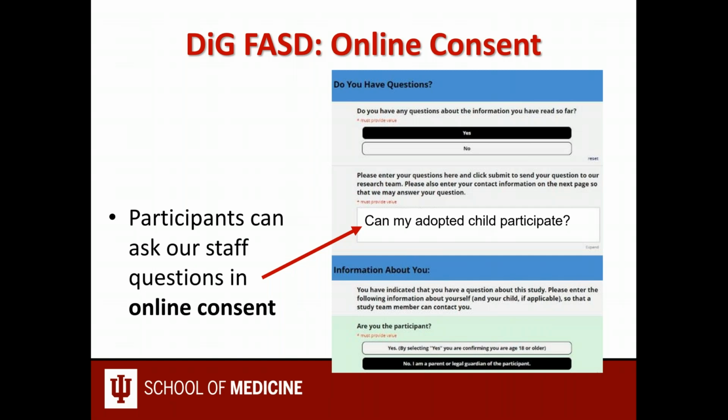So you can see on the top, it says, do you have any questions about the information you've read so far? And if you say yes, what comes up then is a box that you can see right below it where it says, type in your question. And we've gotten a question right here that we often get, which is, can my adopted child participate? And the answer is, if it's your adopted child, yes, they can participate.